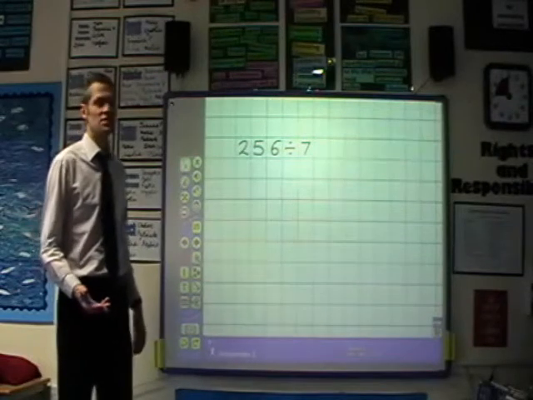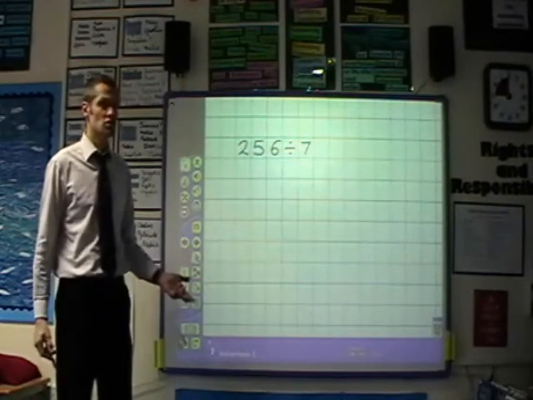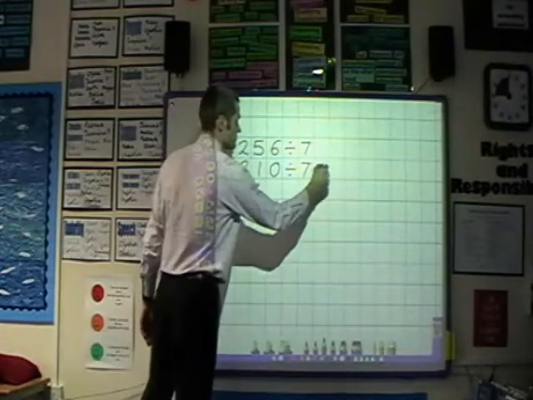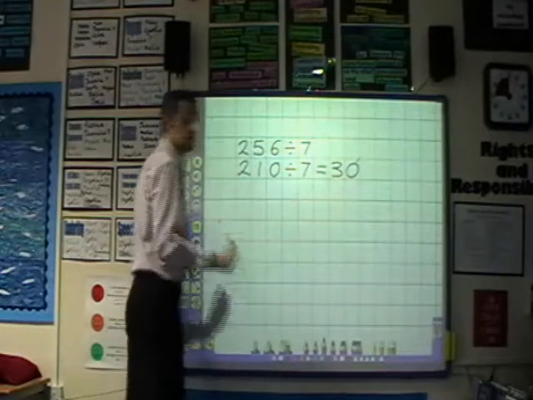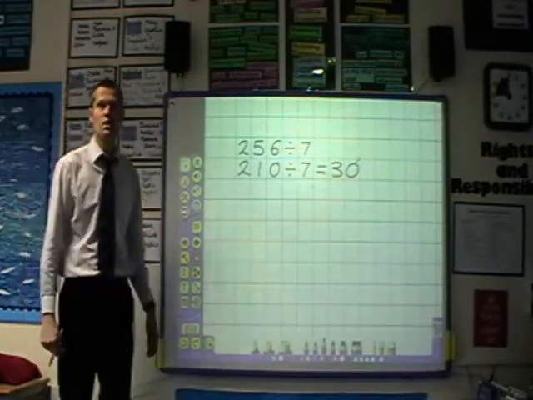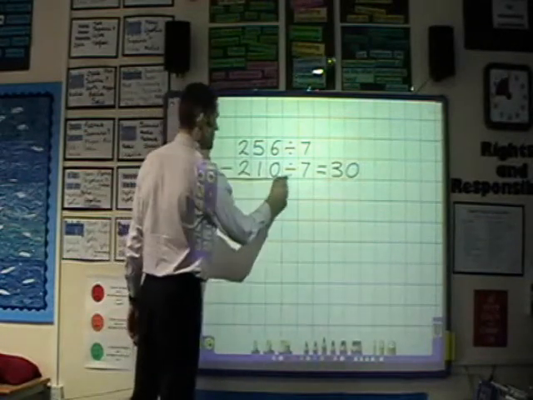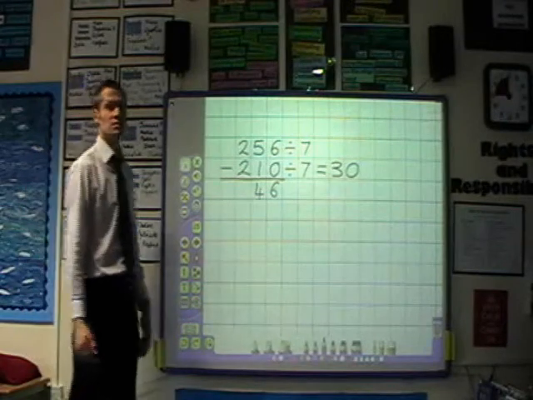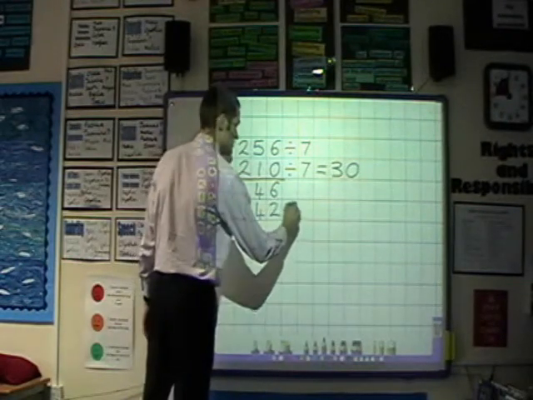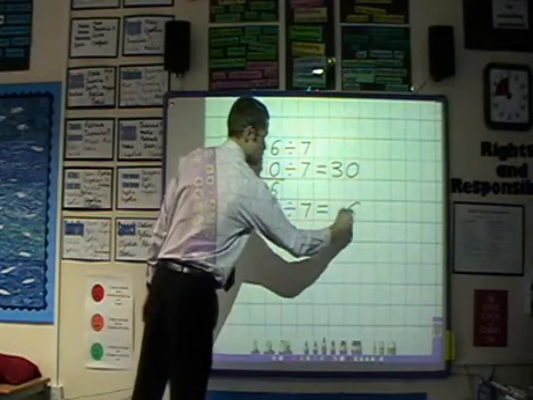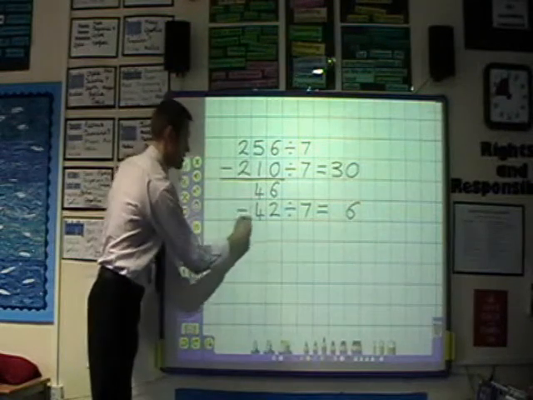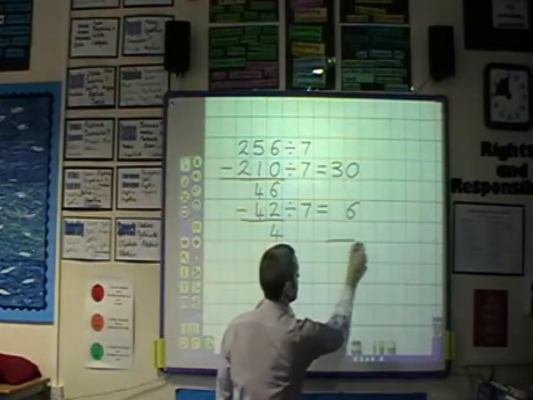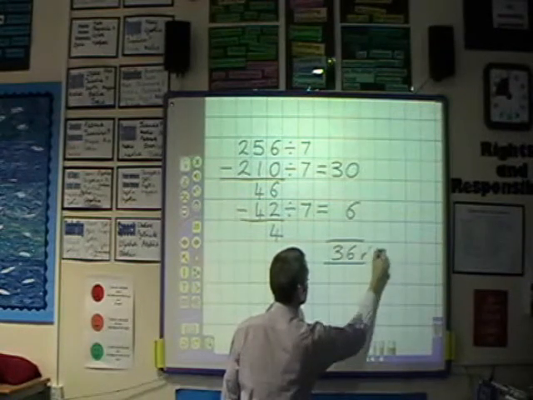So in the example of 256 divided by 7, the children should know straight away that 210 divided by 7 is 30. Because they know that 7 3s or 3 7s are 21. If we then take that away from 256, that leaves 46. With a good knowledge of tables, the children will then divide 42 by 7, which is 6, because 6 7s are 42, and then that just leaves 4, which can't be divided by 7. So the answer, therefore, is 36, remainder 4.